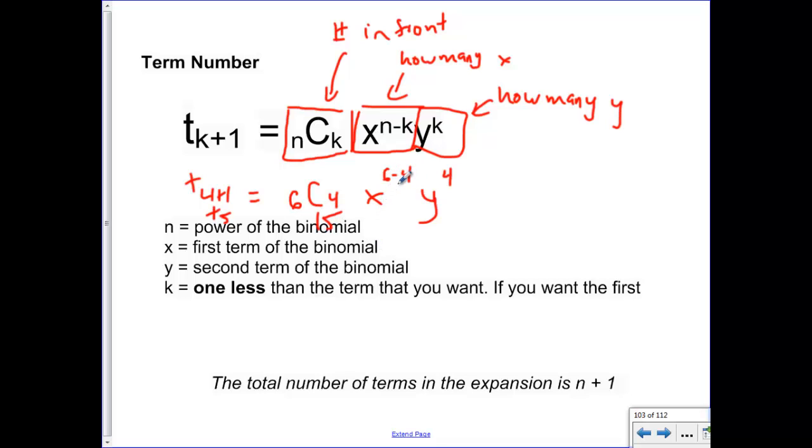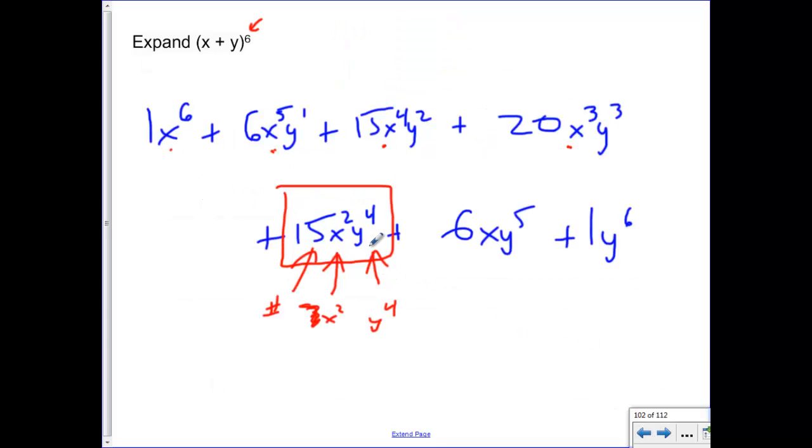Okay. Then x will be to the 6 minus 4, so x squared. And then y will just be to the 4, so it'll be y to the 4. And then if I compare this, 15x squared y to the 4 is what I had right here.